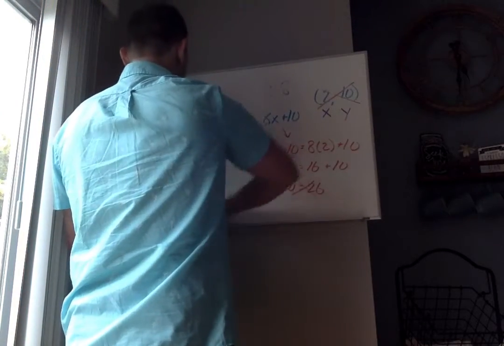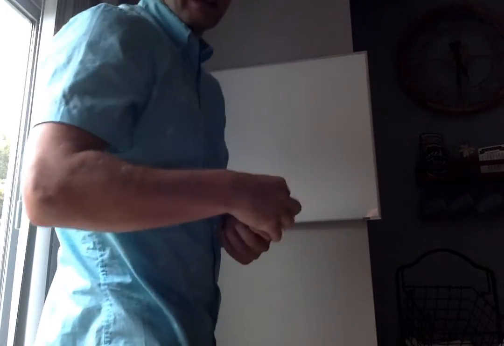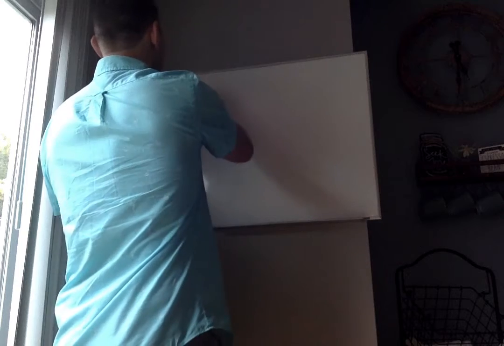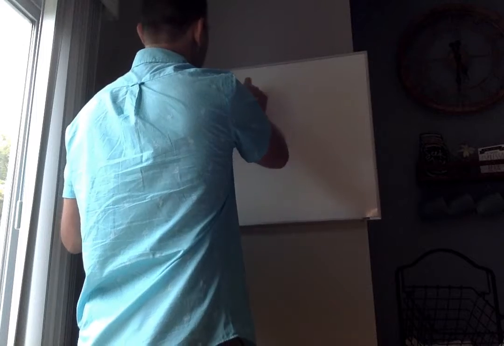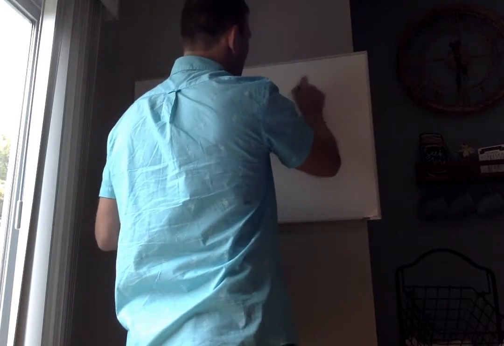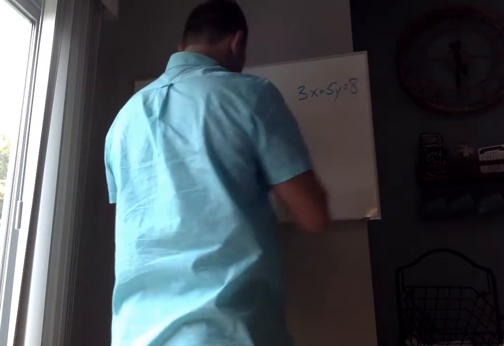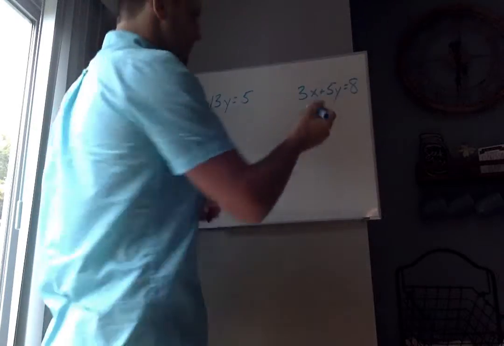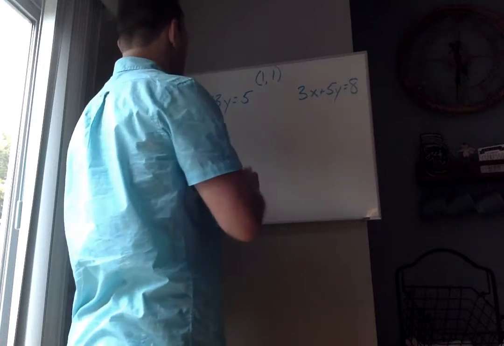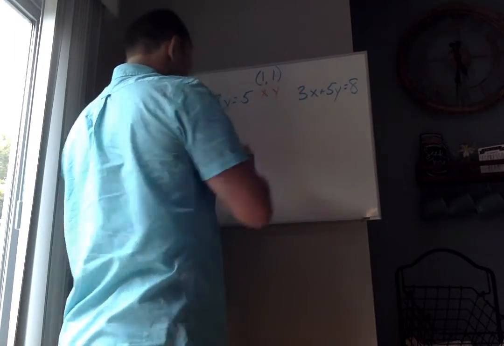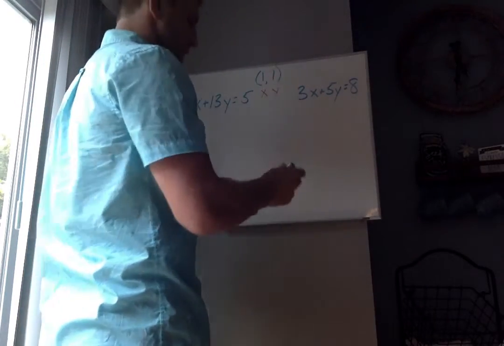All right, the next problem gives us 2 more equations. It says x plus 13y equals 5, and it says 3x plus 5y equals 8. And here they're going to give me the point (1, 1). And they're asking, is this a solution? So first thing you need to do, label your point, x, y. And then everywhere I see an x and a y, I'm going to substitute in 1 and 1.